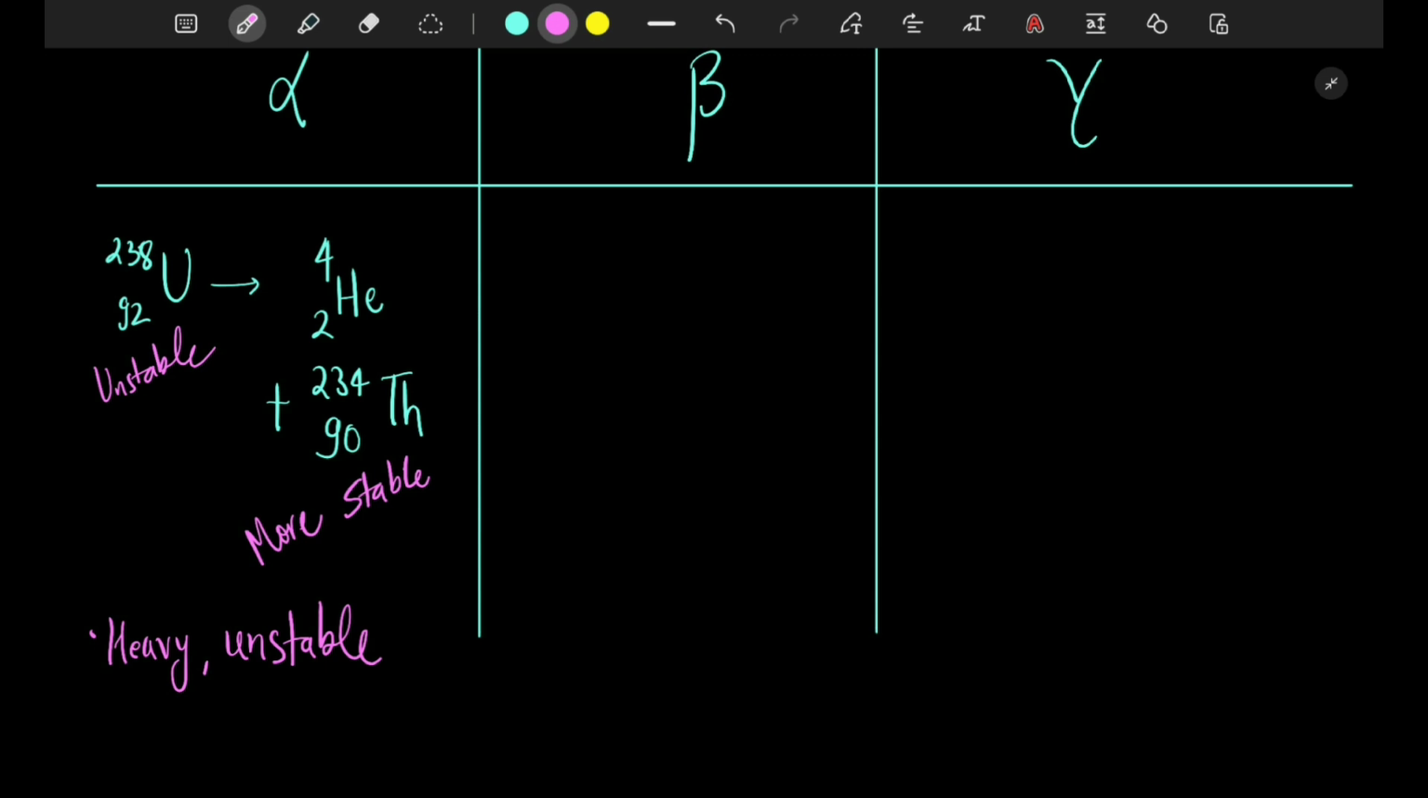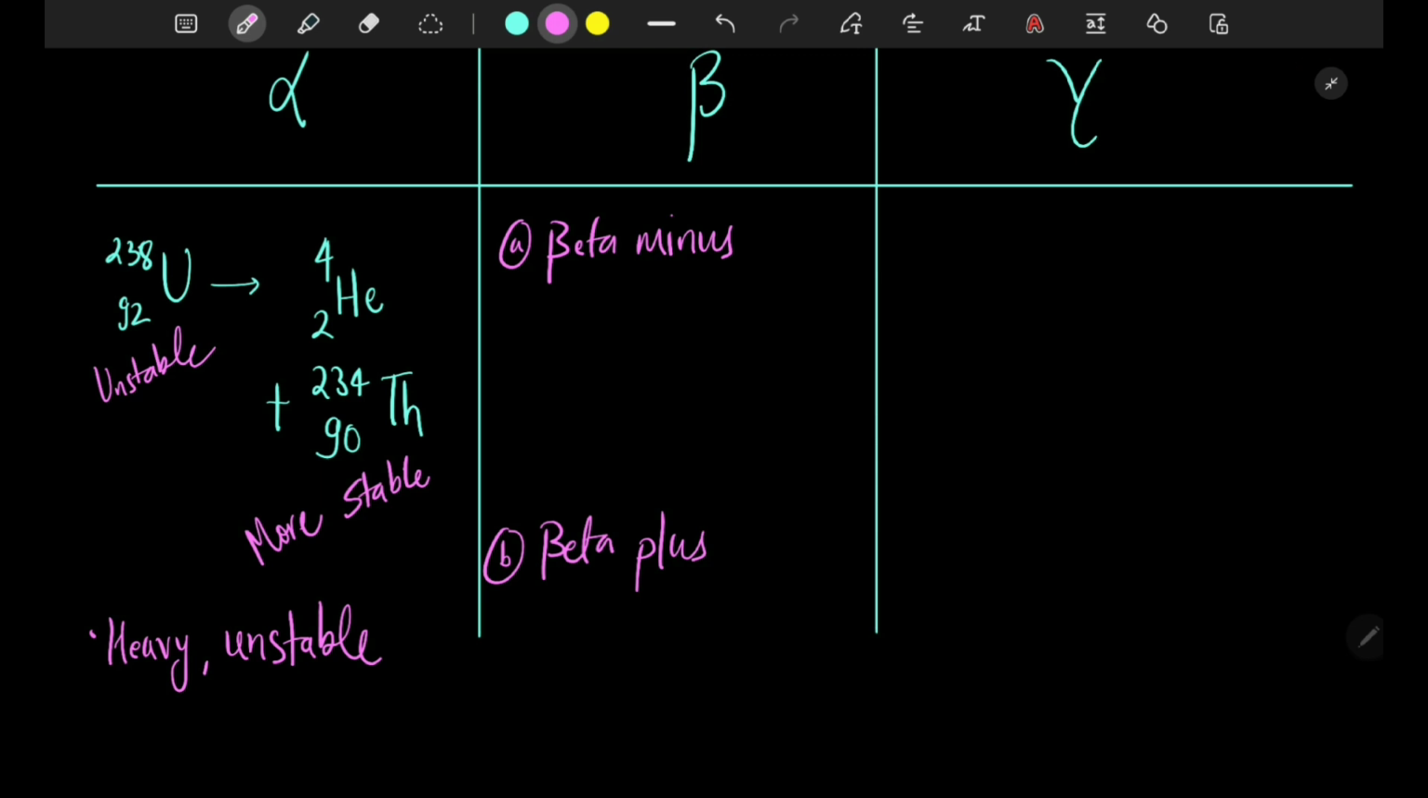Now let's discuss beta decay. It comes in two forms. One is beta minus, and one is beta plus.